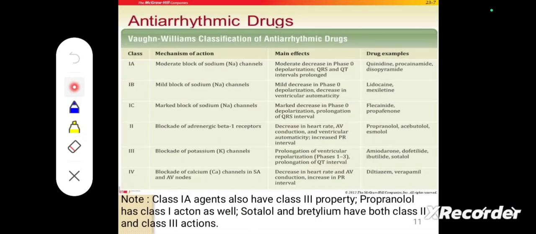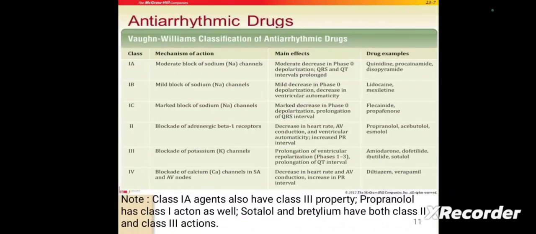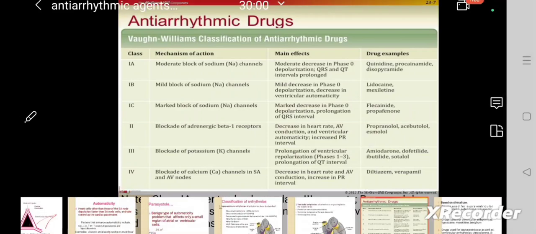Next, looking toward the main point of our discussion, the antiarrhythmic agents. If you understand the normal cardiac action potential graph and its different phases, depolarization and repolarization, and the different ion channels that play an important role in generating the depolarization and repolarization phases, then you will understand the classification of antiarrhythmic agents. So look at the cardiac action potential.